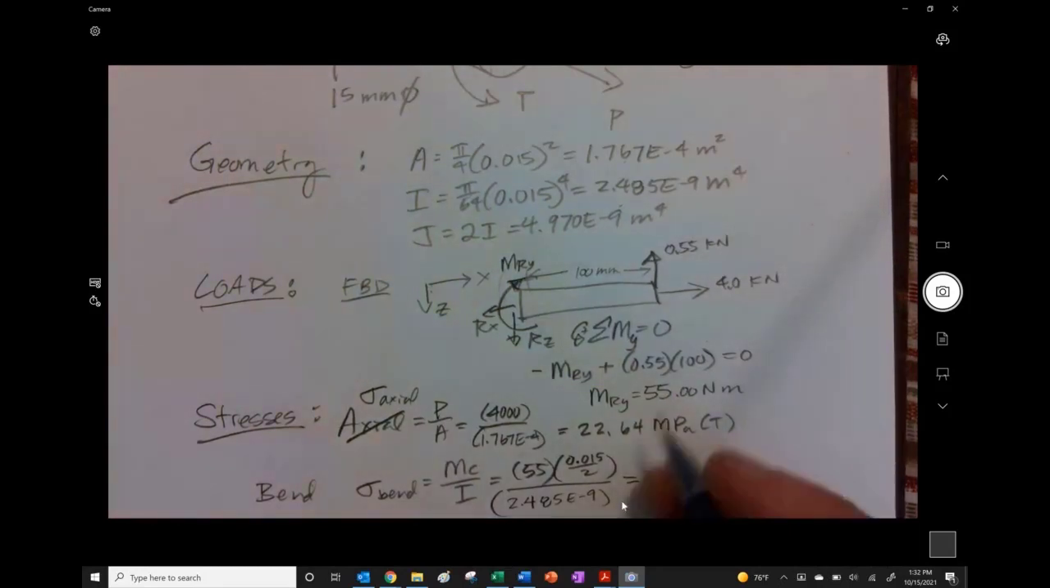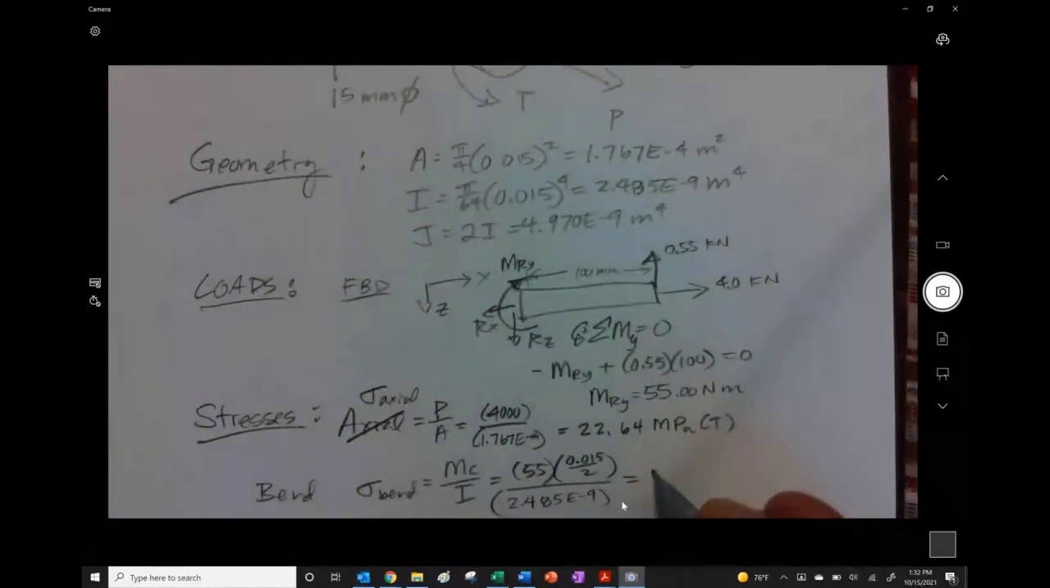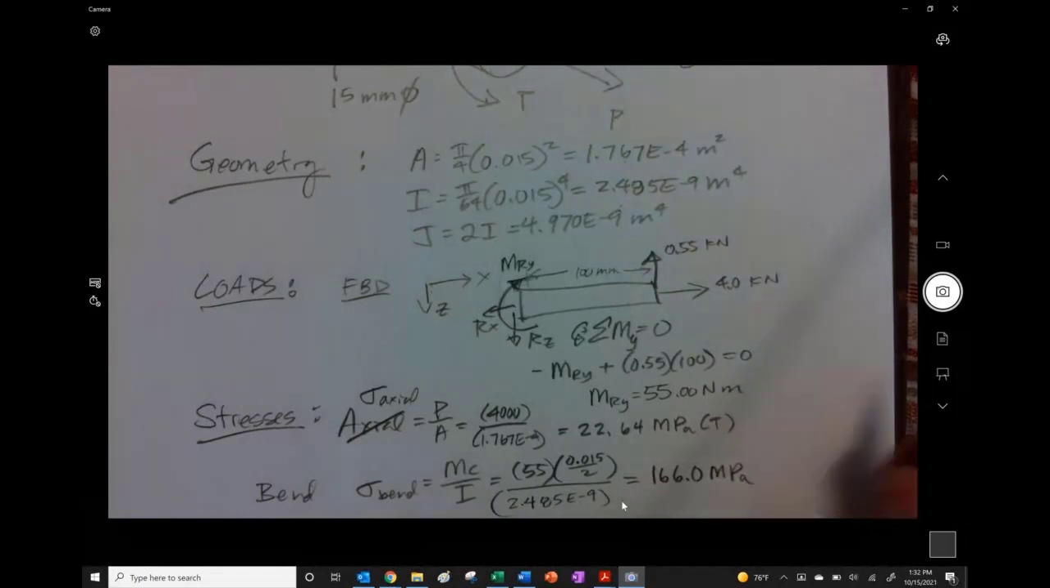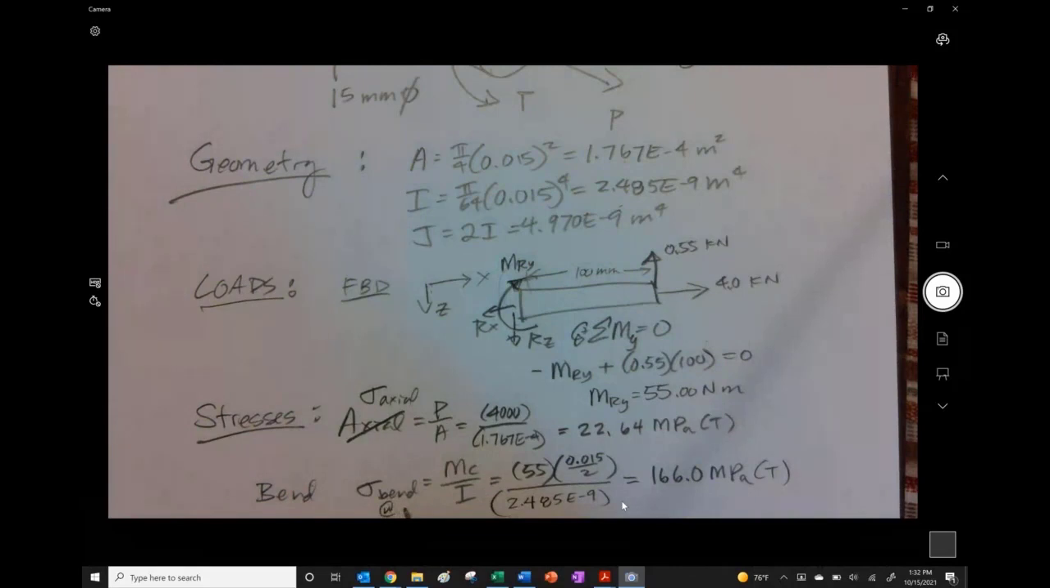55.015. I think I got this right. It looks like 166 megapascals, and we said that was going to be tension, and that was going to be at B. Nothing at A.